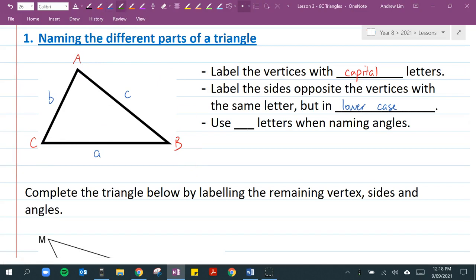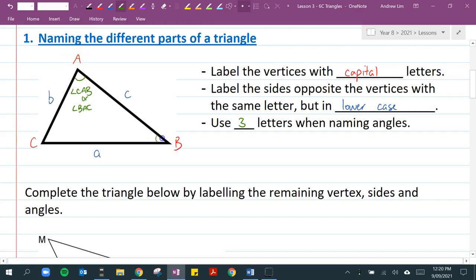And when we name angles, we must always use 3 letters. This angle here is angle CAB. The middle letter is where the vertex is. We could also rename this, so I'm going to write or angle BAC. We can go backwards as long as the middle letter is where the vertex is.